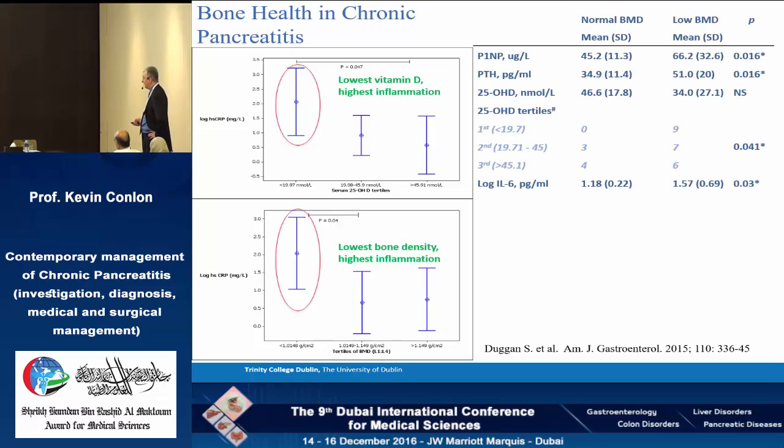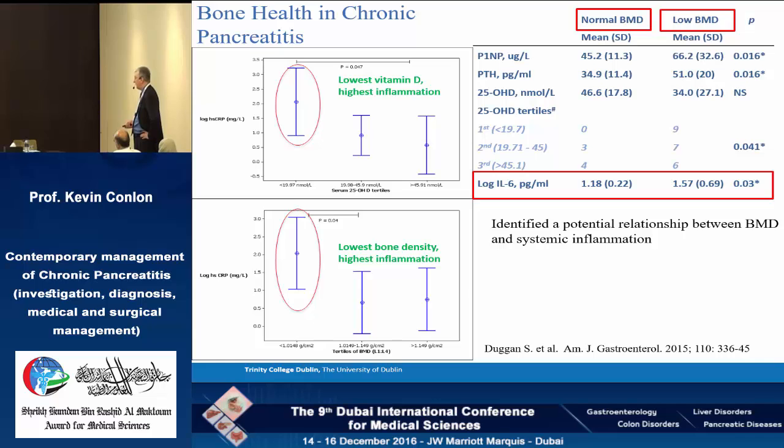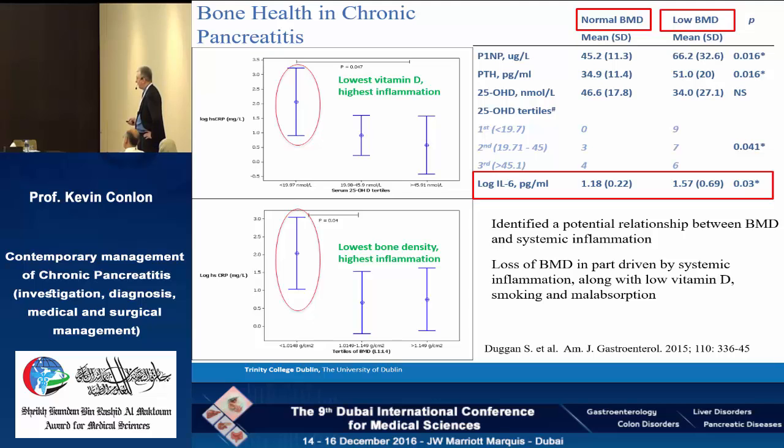And when we looked at patients who had a low bone density, we found that they had high levels of IL-6. They also had high-sensitivity CRP. So, as I say, we're the first group to have identified a potential relationship between bone mineral density and systemic inflammation. This is not terribly surprising because it occurs in other diseases that many of you are familiar with, such as inflammatory bowel disease, such as Crohn's disease. So we feel that the loss of bone mineral density is in part driven by systemic inflammation along with low vitamin D, smoking, and malabsorption.